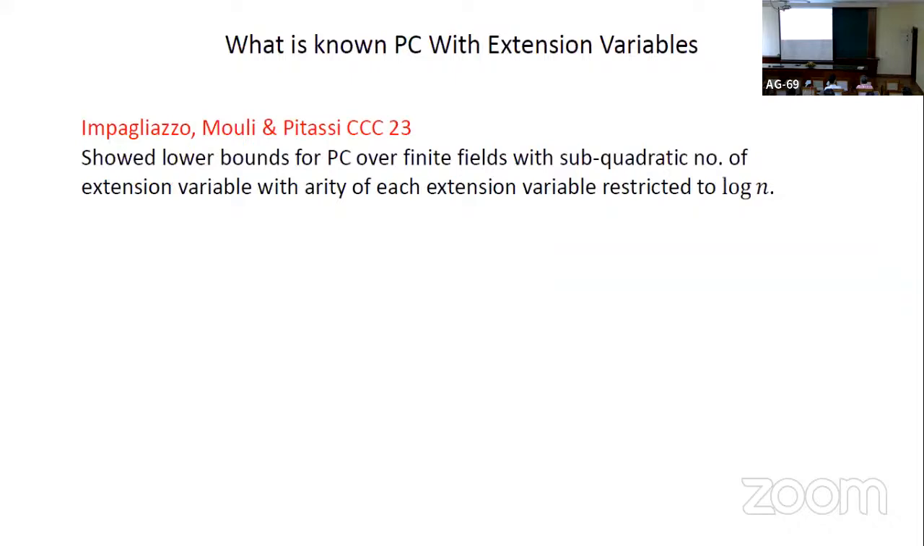So what is known for PC with extension variables? Recently, Impagliazzo, Pitassi and coauthors at CCC showed that for PC over finite fields, and it's important that it's only over finite fields, we don't know over the reals even in simpler cases, if you allow a quadratic number of extension variables, each having log n arity, then you can show an exponential size lower bound. That's what they show.